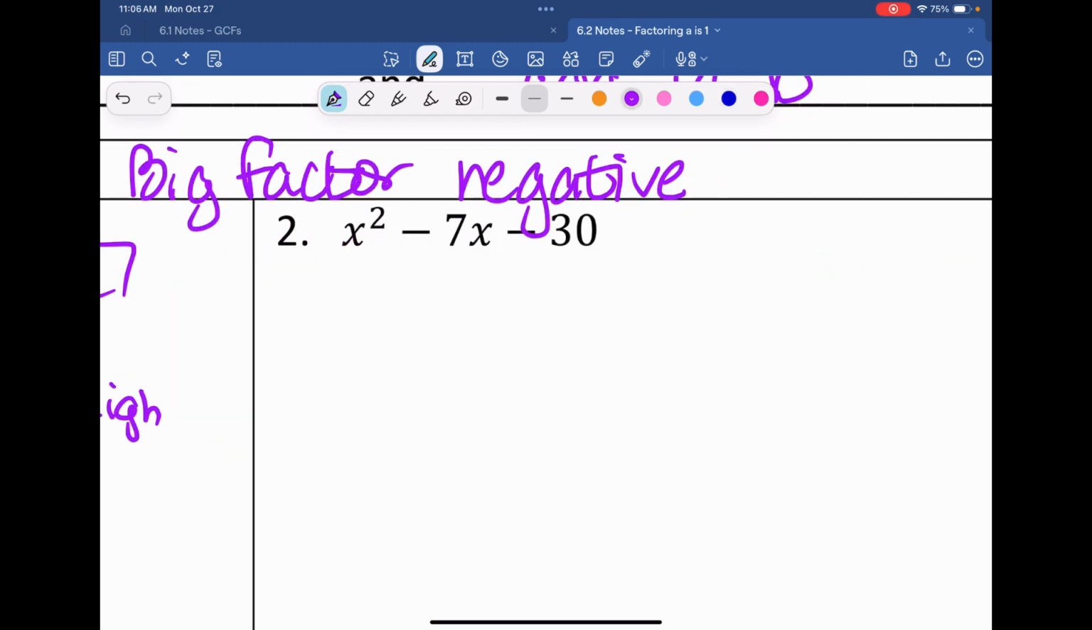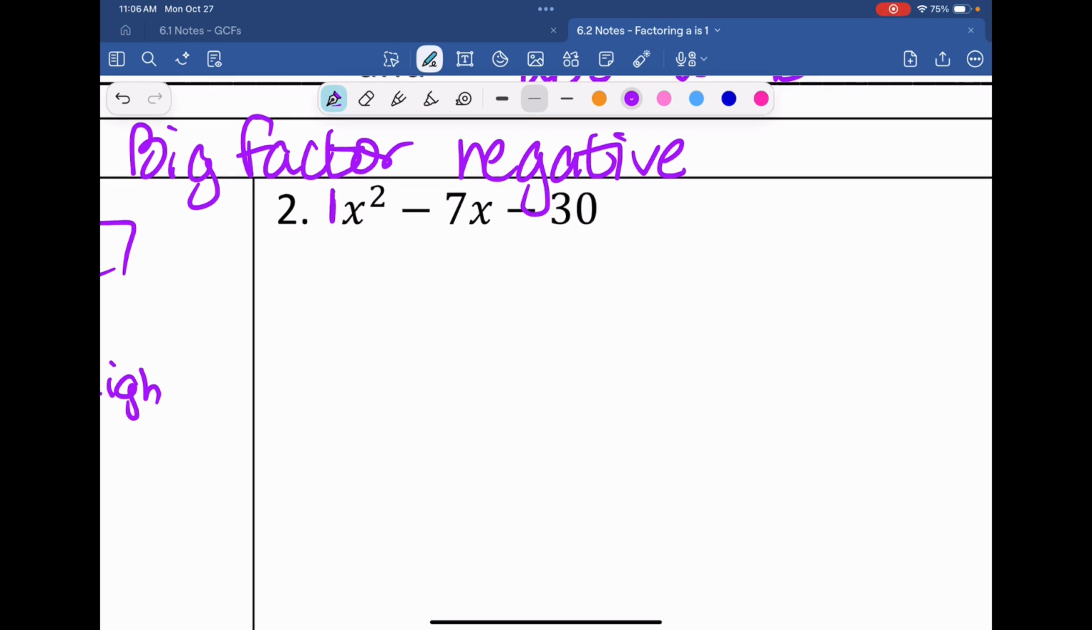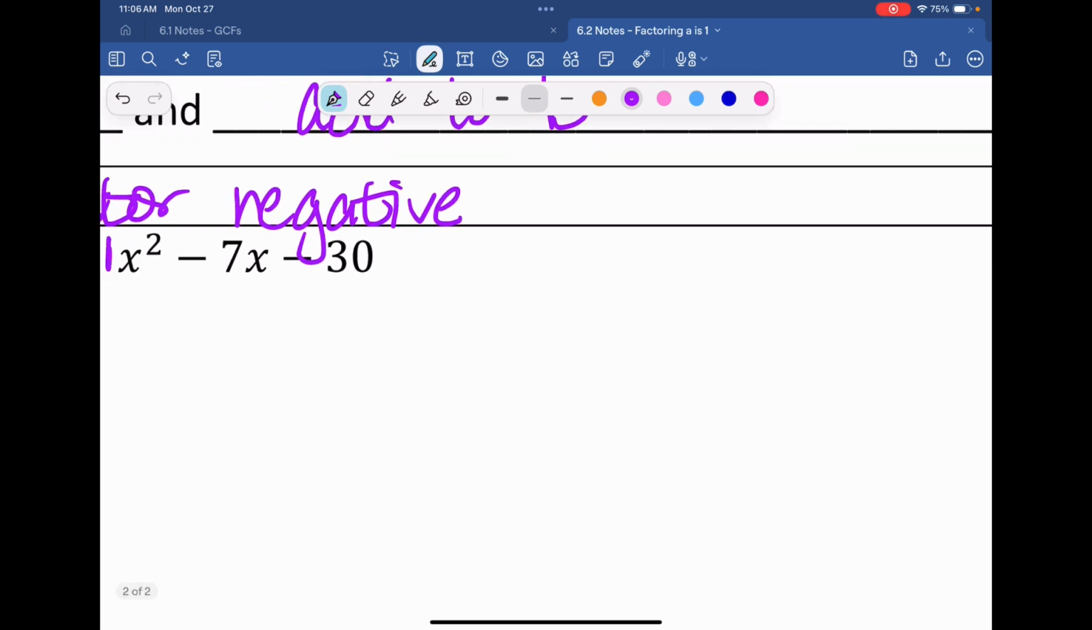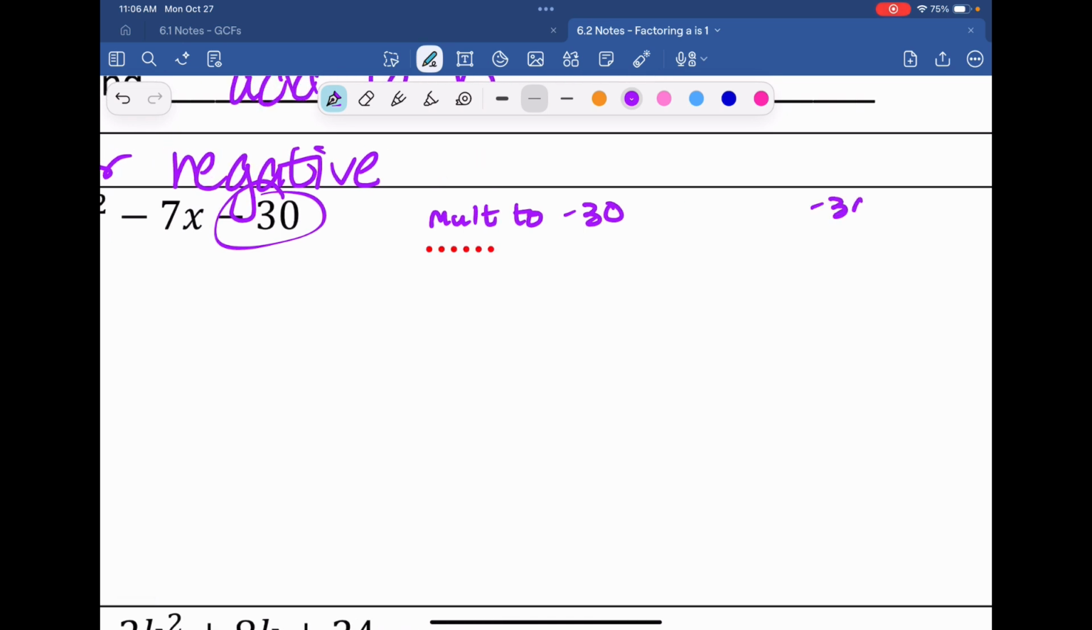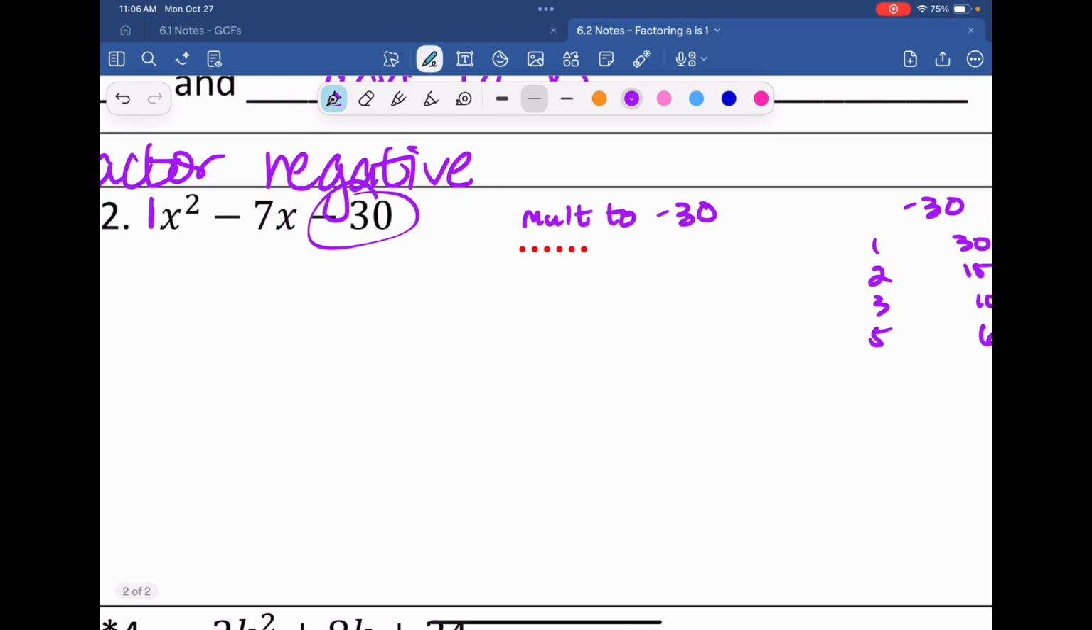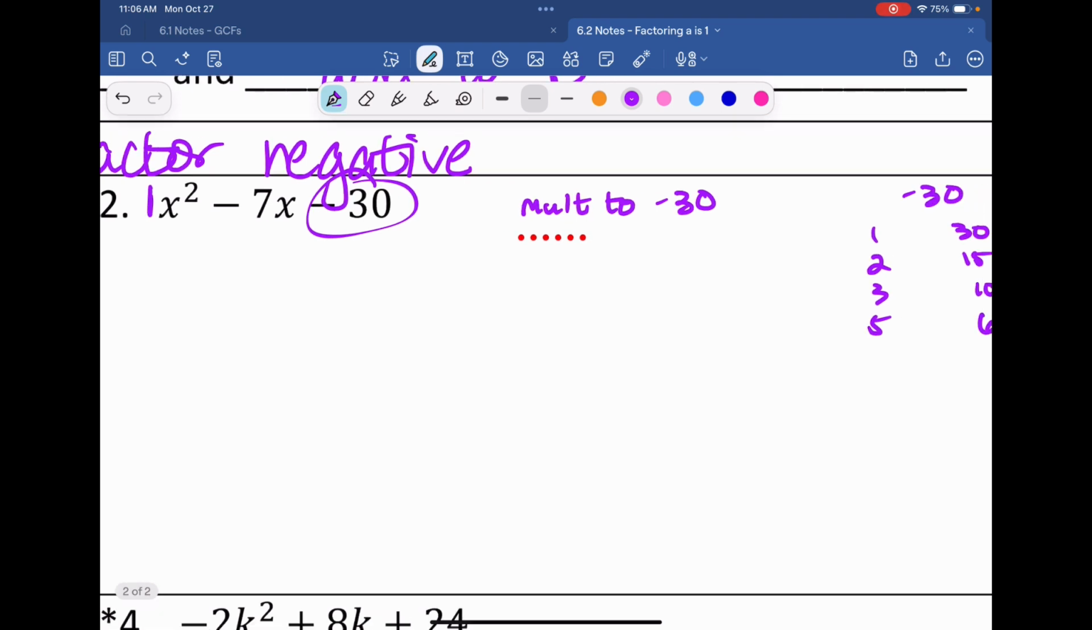All right, we have x squared minus 7x minus 30. Make sure your leading coefficient is positive 1, and it is. If it happens to be a negative, factor out the negative sign. It's not, so we don't have to worry about it. So there's my c. So factor pairs that multiply to negative 30. That's 1 and 30, 2 and 15, 3 and 10, 5 and 6. All right, so the big factor is negative. So we want factor pairs that multiply to negative 30 and add to negative 7.